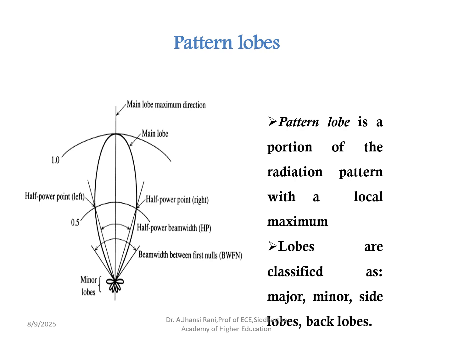This is the half-power point. 0.5 means half of the major lobe maximum. This is the other half-power point, to the left and right of the major lobe. This is the half-power beamwidth. And now these are the two first nulls. This is one null, and this is the other null. The difference between these two is called the first null beamwidth.